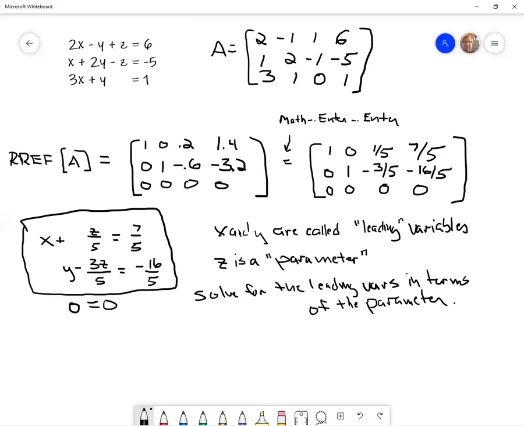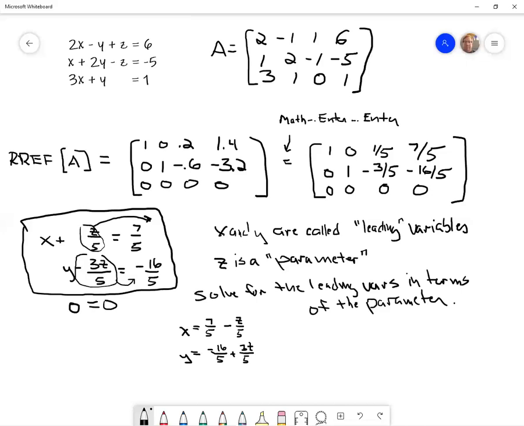So I'm going to pick this up and move it over there by subtracting it from both sides. So it's going to cancel on the left and it's going to become a minus z over 5 on the right. This one, I'm going to move to the right-hand side by adding it to both sides. So it cancels on the left and it shows up as positive 3z over 5 on the right. So basically, I'm going to get x equals 7/5, which was already over there, minus z over 5. And I'm going to have y equals minus 16/5 plus 3z over 5.